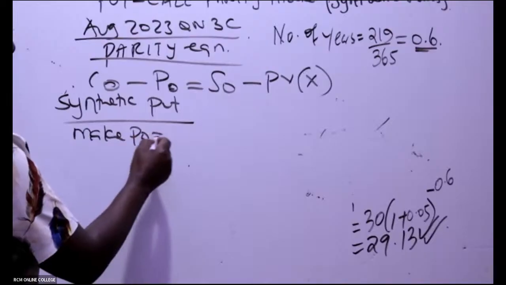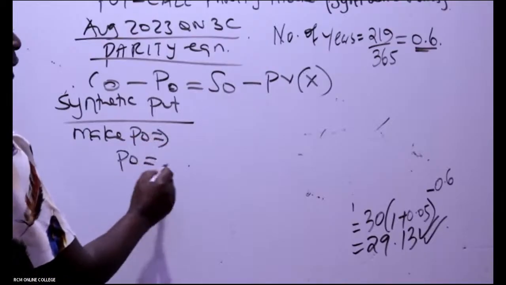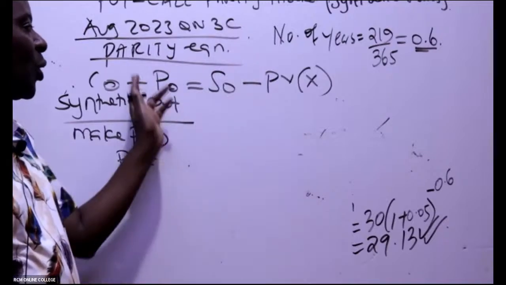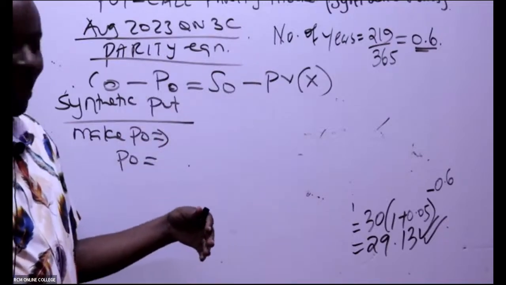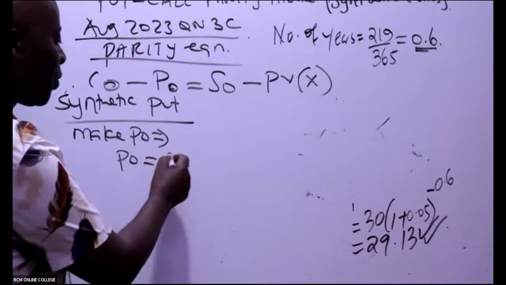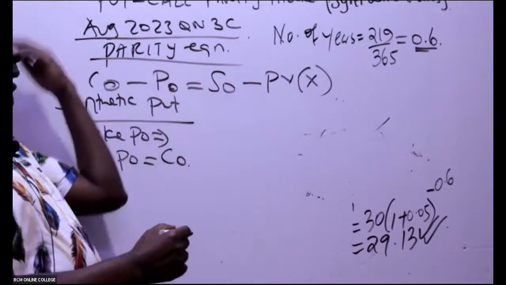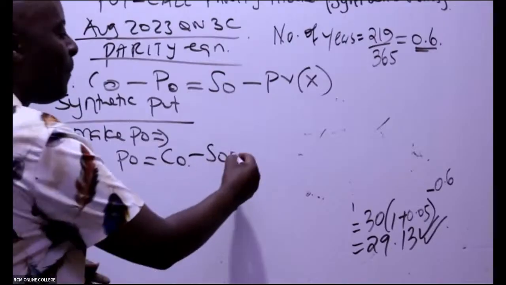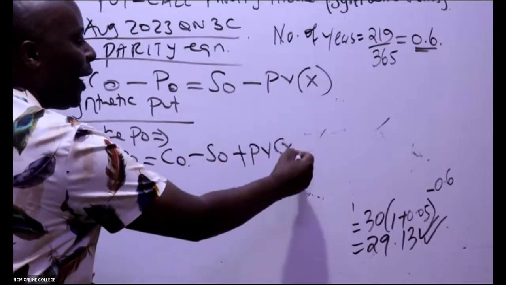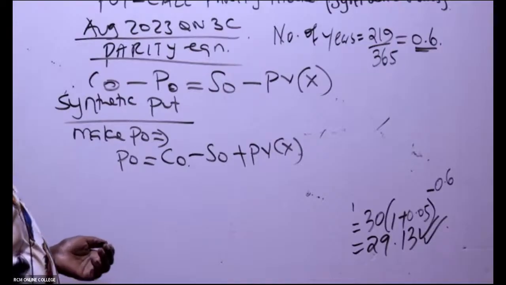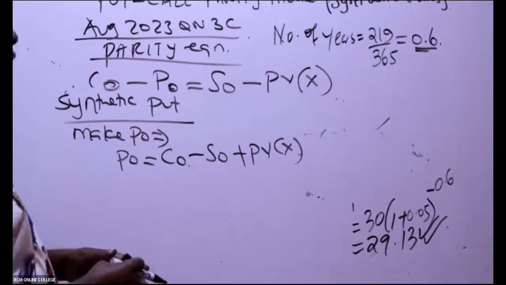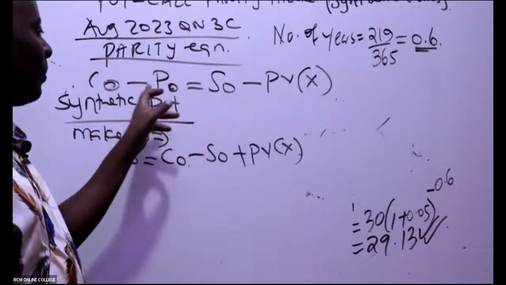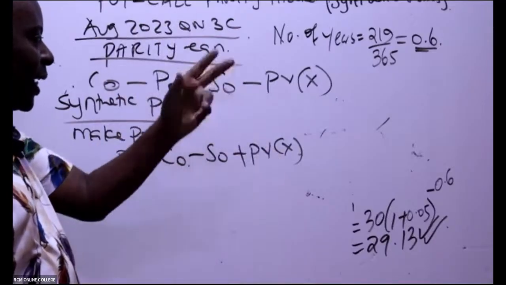Then what I will do, ladies and gentlemen, I will take this PO to the other side. When it crosses over, it becomes positive. And then I leave this one here, CO. But now all the others here must cross over, right? So minus SO plus PV of X like that. Alternatively, I can take this to the other side, but remember this will be negative, so you must change the signs.